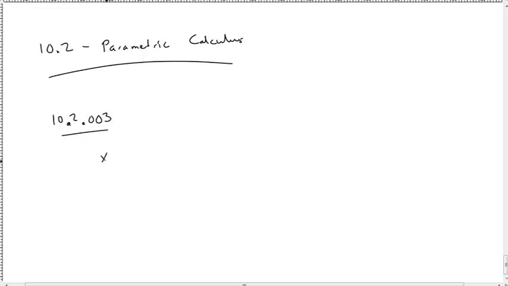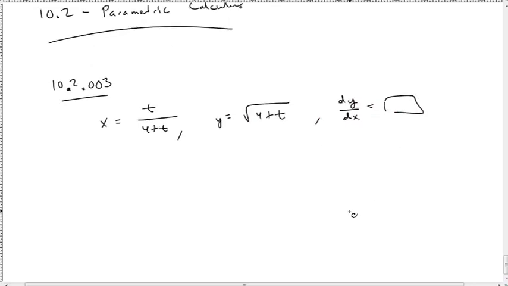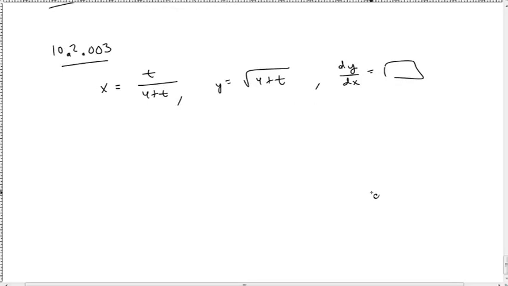10.2.003. I have x equal to t divided by 4 plus t, and y equal to the square root of 4 plus t. They say find dy/dx, your first derivative. Well, it's just as easy as it looks. I'm going to find the derivative of this, find the derivative of that, divide them, and we're done. That's it. So x prime, dx, whatever you want to call it, the derivative of x.